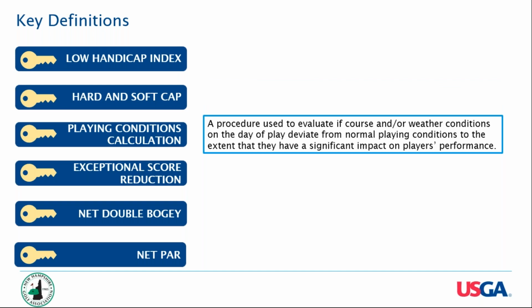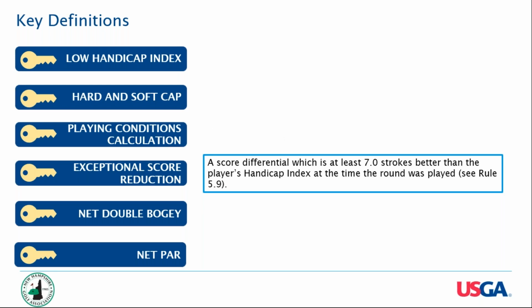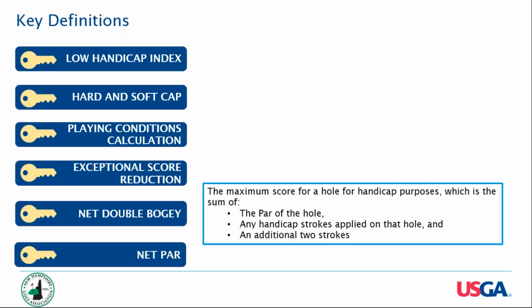The playing conditions calculation, this is new. It's a procedure used to evaluate if course and/or weather conditions on the day of play deviate from normal playing conditions to the extent that they have a significant impact on a player's performance. The exceptional score reduction, another new term, it's a score differential which is at least 7 strokes better than the player's handicap index at the time the round was played.